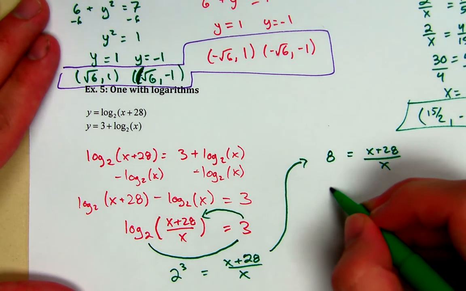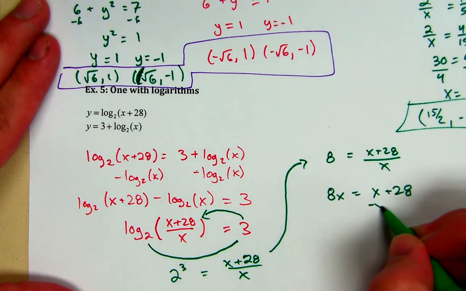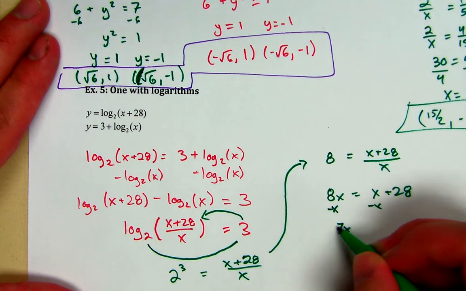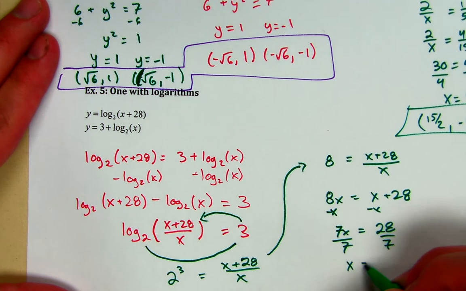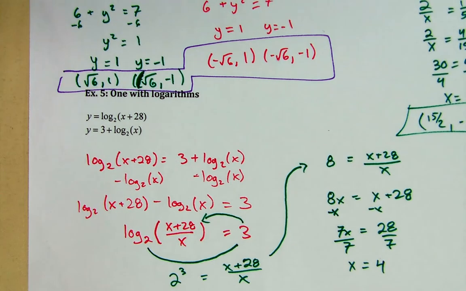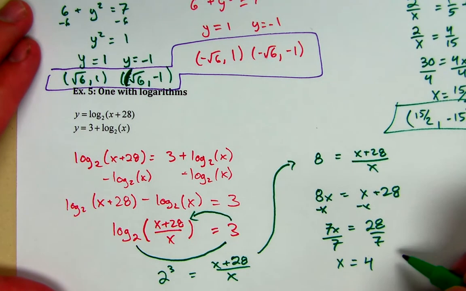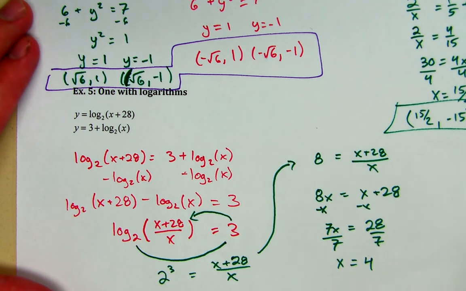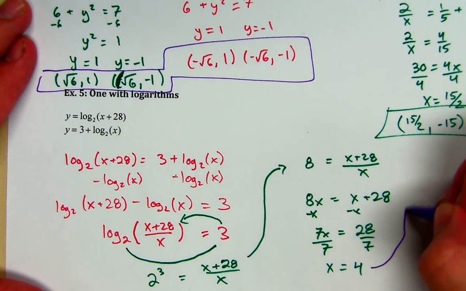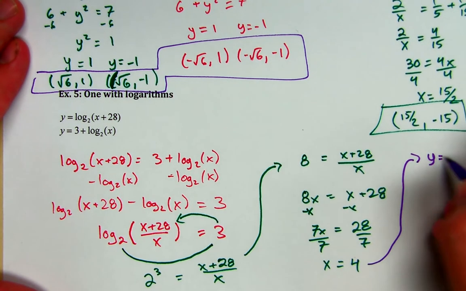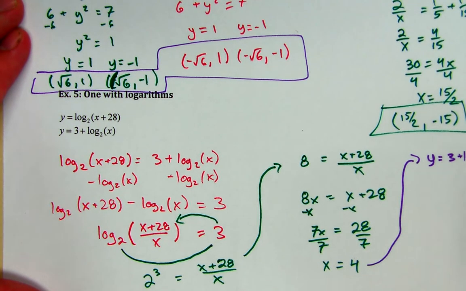Cross multiply. 8x equals x plus 28. Subtract x, subtract x. 7x equals 28. Divide, divide. x equals 4. Well, now we've got to solve, though. So choose one of your logarithms to put it back in. Let's see. I'm going to choose the second one. x equals 4. So y equals 3 plus log 2 of 4.